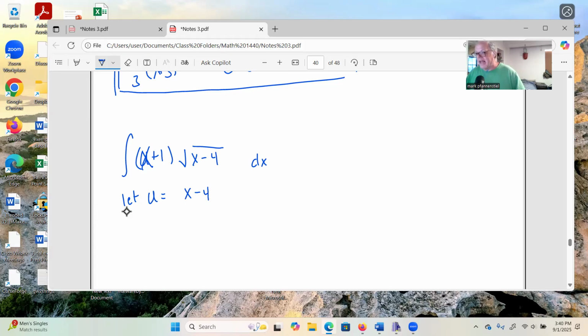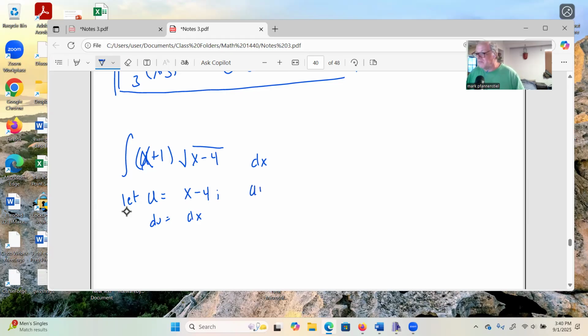Again, my du is dx. I don't have x minus 4 sitting here. I can't just subtract 4 without adding 4, and it's still going to be a problem. So it's not going to help. So let's add 4 to both sides.